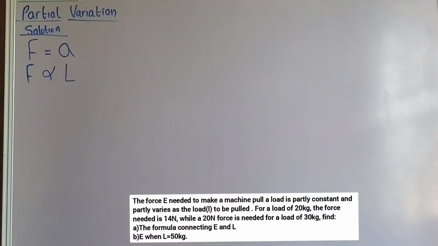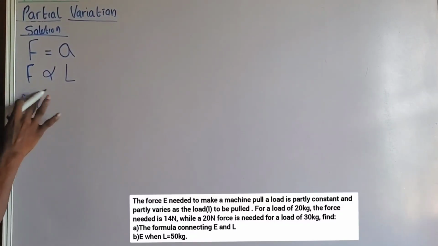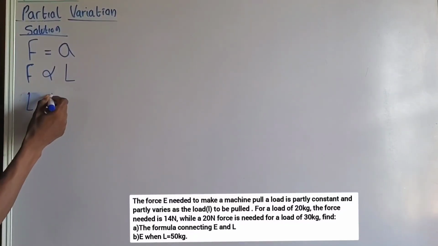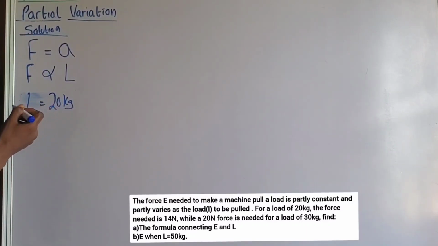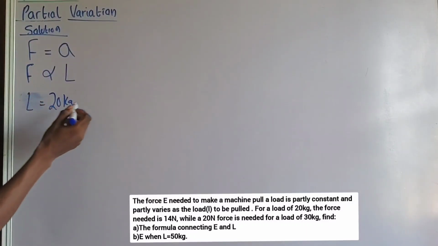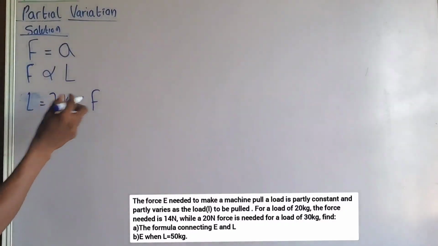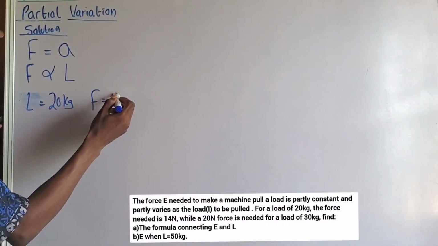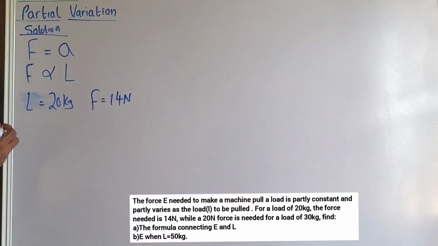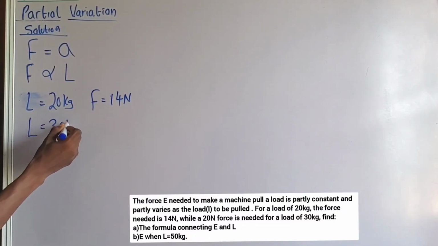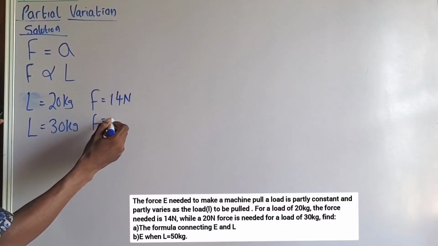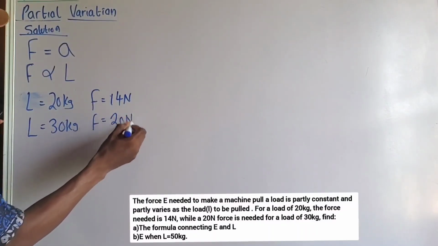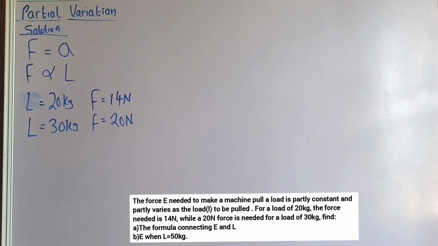For a load of 20 kg, let's do it like this. When L is equal to 20 kg, the force needed is 14 Newton. So the force needed to pull a load of 20 kg is 14 Newton. And 20 Newton force is needed for a load of 30 kg. So the force needed to pull a load of 30 kg is 20 Newton.